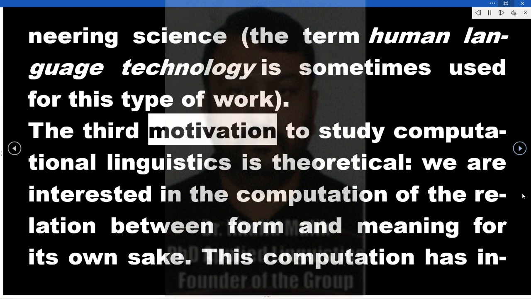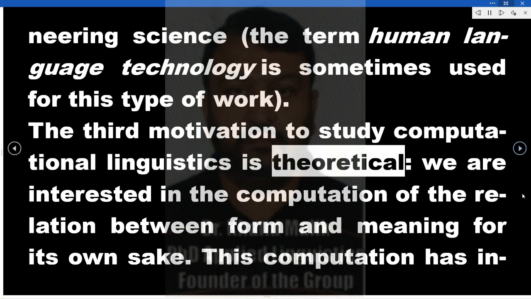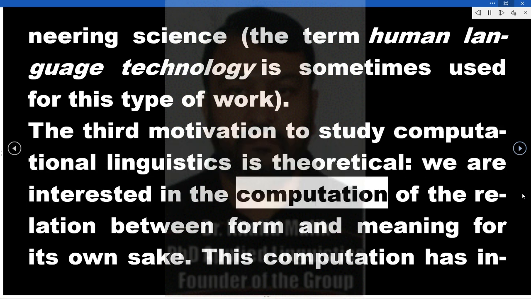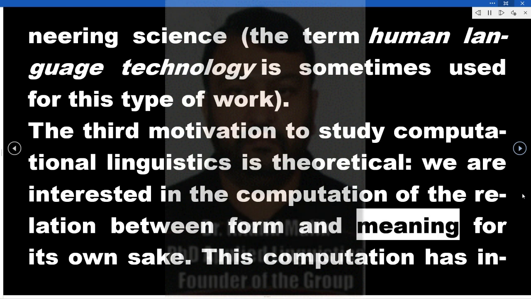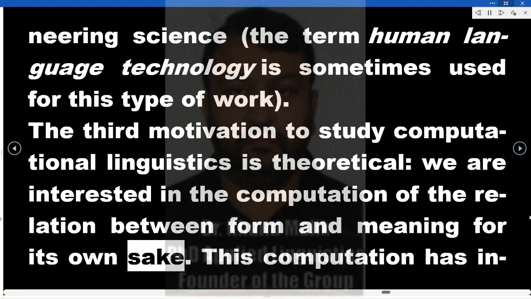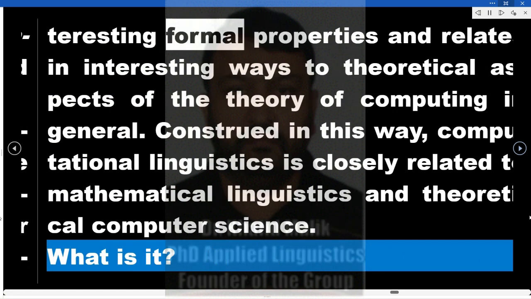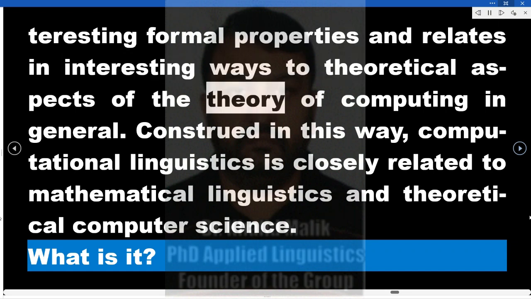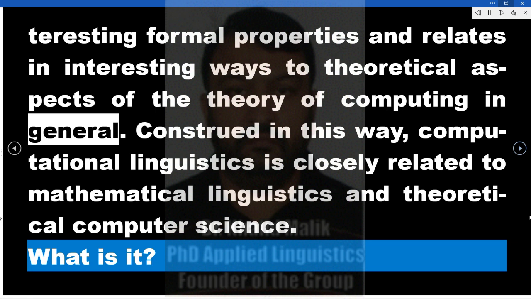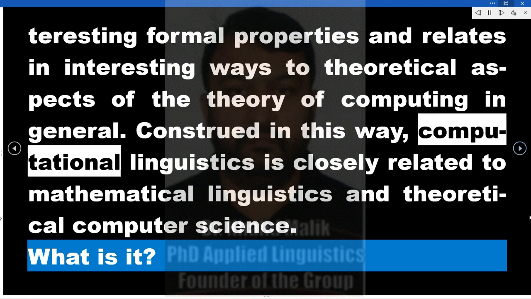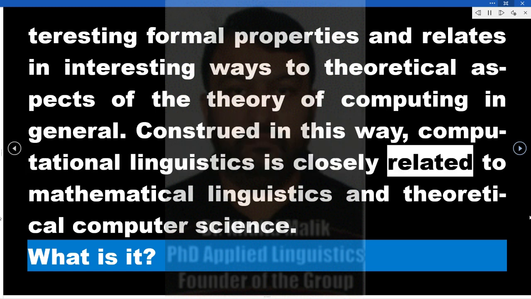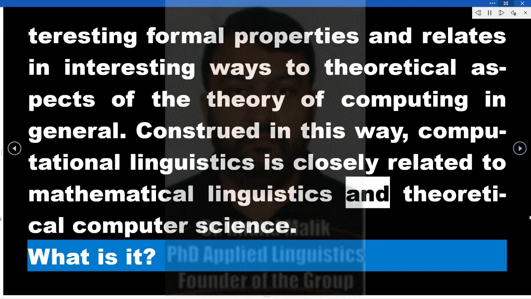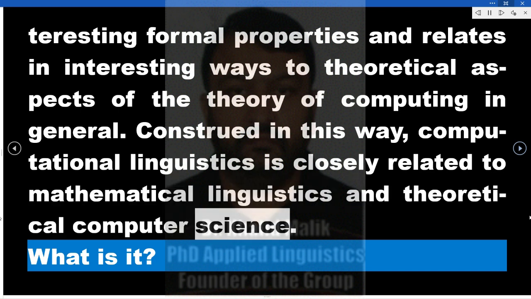The third motivation to study computational linguistics is theoretical. We are interested in the computation of the relation between form and meaning for its own sake. This computation has interesting formal properties, and relates in interesting ways to theoretical aspects of the theory of computing in general. Construed in this way, computational linguistics is closely related to mathematical linguistics and theoretical computer science.